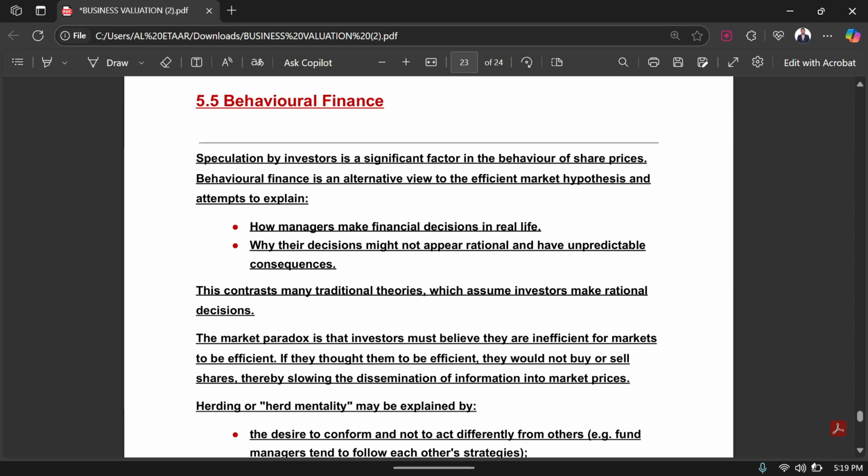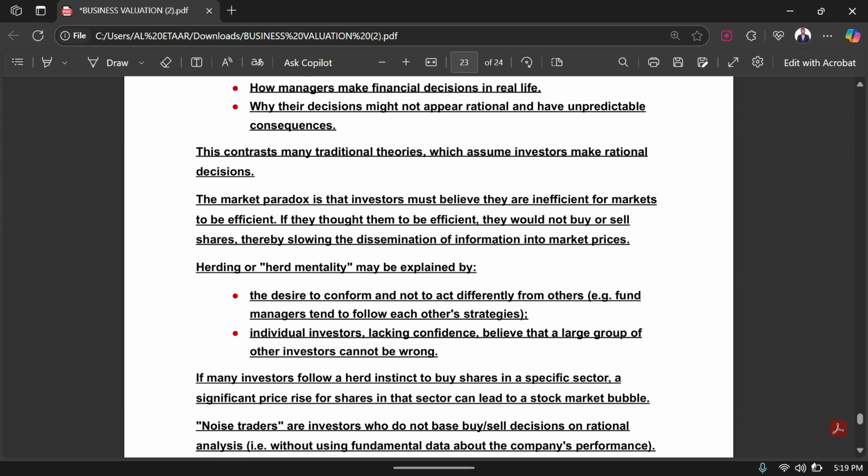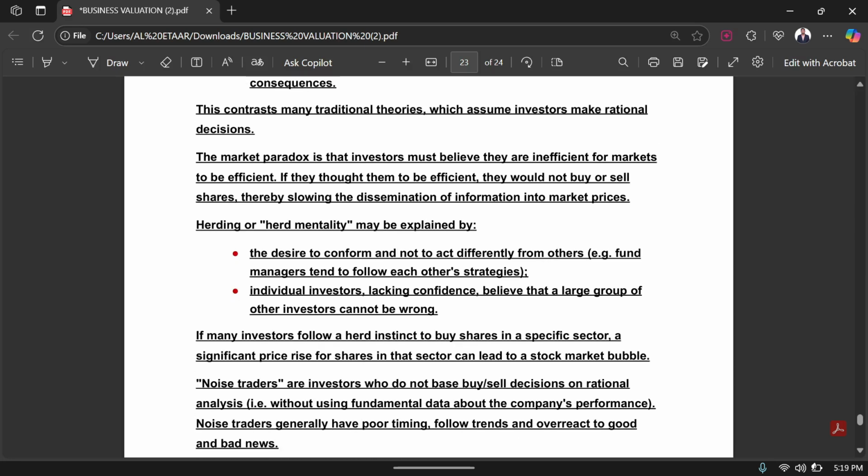Okay. The market paradox is that investors must believe that they are inefficient for the market to be efficient, right? So that's a paradox. If they thought themselves to be efficient, they would not buy or sell shares, thereby slowing the dissemination of information into the market prices. You see? So this is a very good point.